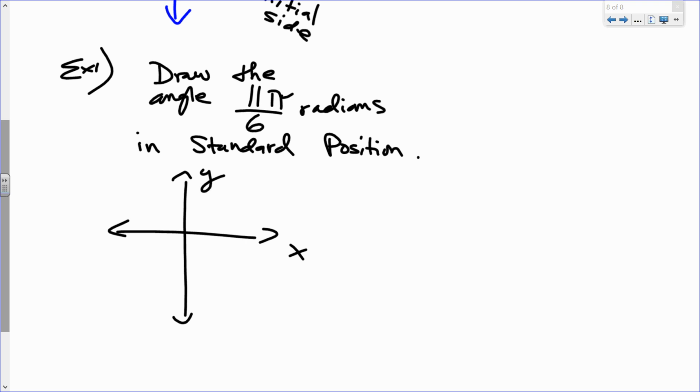The question is, how many pi's is this? 11 over 6. A lot. So it's 11 pi's, 1, 2, 3, 4, 5, 6, 7, 8, 9, 10, 11 pi's, and then divide that by 6. Another way to see it would be just take 11 divided by 6 and convert it to a simple decimal. So 11 divided by 6 would be what?